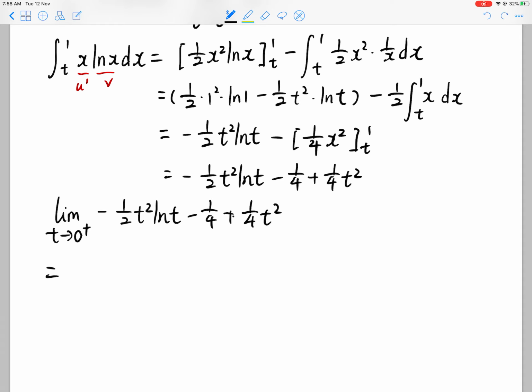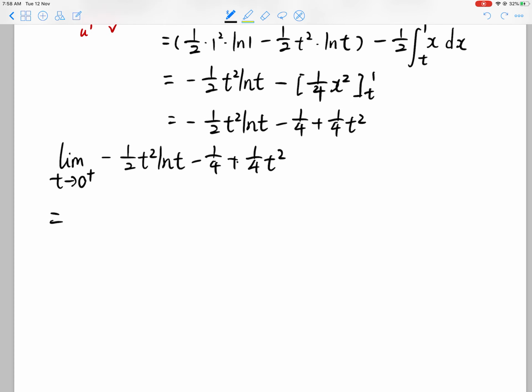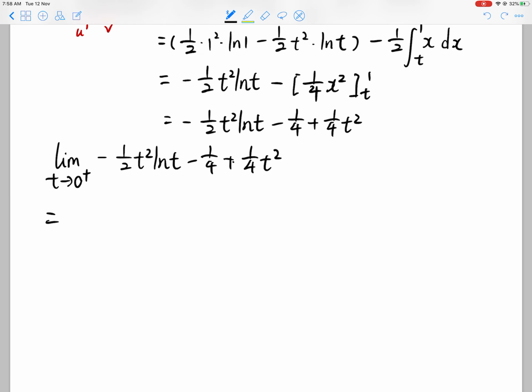So what can you do? You can use L'Hopital's rule. So this part is 0, this part is negative 1 over 4, so it's negative 1 over 4 minus half, right? So just put ln t on top and put t squared, you put 1 over t squared on the bottom.